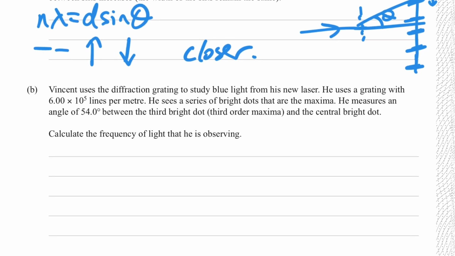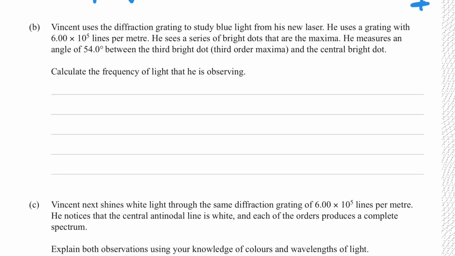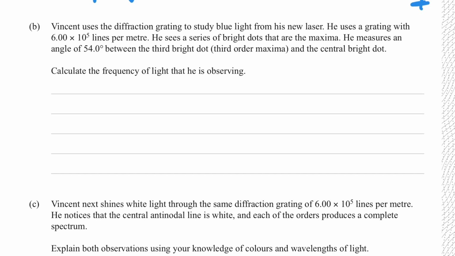B, Vincent uses the diffraction grating to study blue light from the new laser. Okay, so we've changed the colour of light. He uses a grating with 6.00 times 10 to the 5 lines per metre. So notice we've changed from D to N. So N equals 6.00 times 10 to the 5 lines per metre.